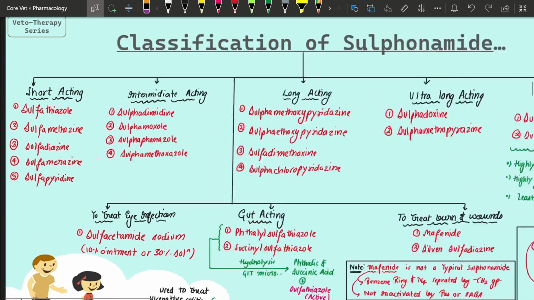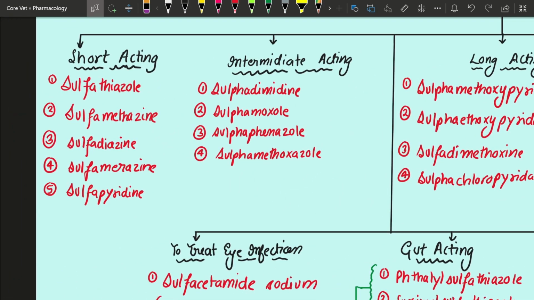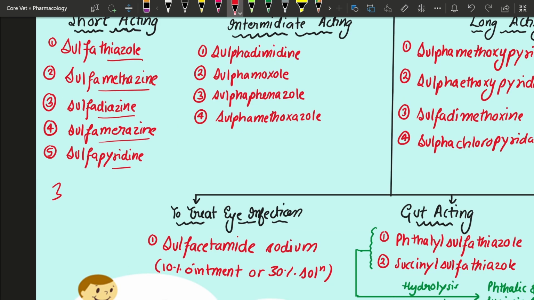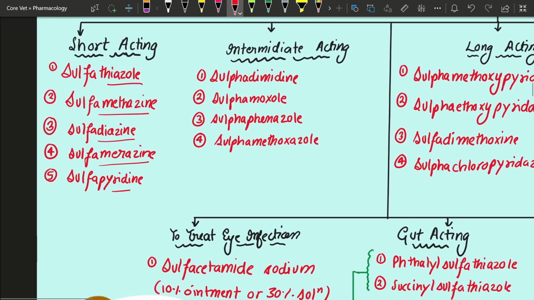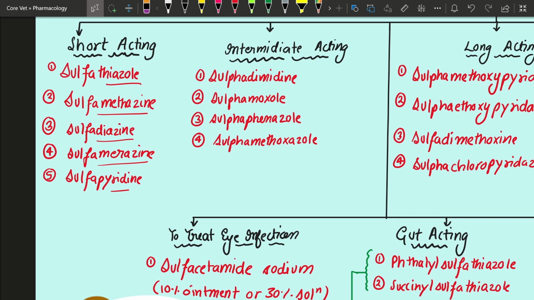If we talk about the short acting drugs, the examples are sulfathiazole, sulfamethazine, sulfadiazine, sulfamerazine, and sulfapyridine. You can just remember 3 of them. Just learn any 3. The 3 names are sufficient for your descriptive answer in your examination, right? The intermediate acting are sulfadiamidine, sulfamoxazole, sulfaphenazole, and sulfamethoxazole. Any 2 or 3 examples are sufficient for your descriptive answer. Just do not fear the classification.